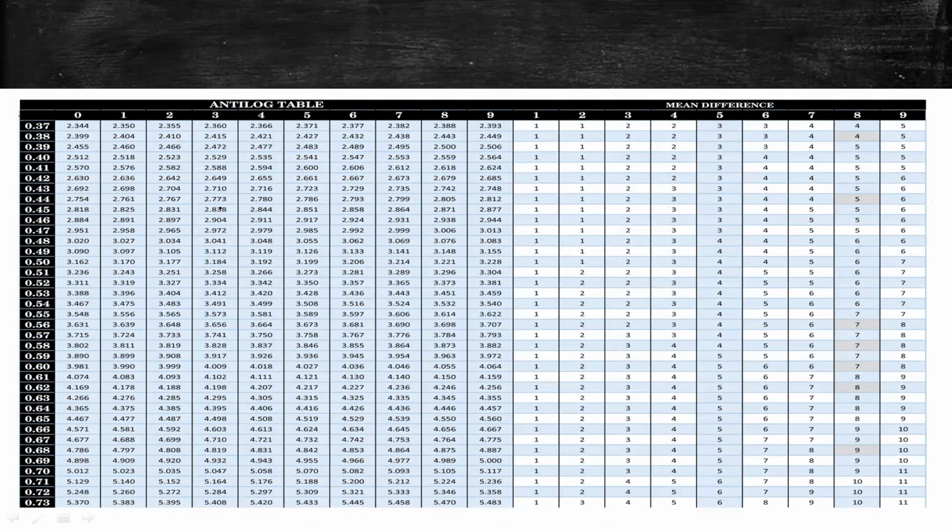Okay, this is the antilog table. 55.3 is 3.573, 55.3 and 5. 5 means 4 only. So 3.573 plus 4 means 3.577 into 10 raised to 4. This is going to be the answer of your division.